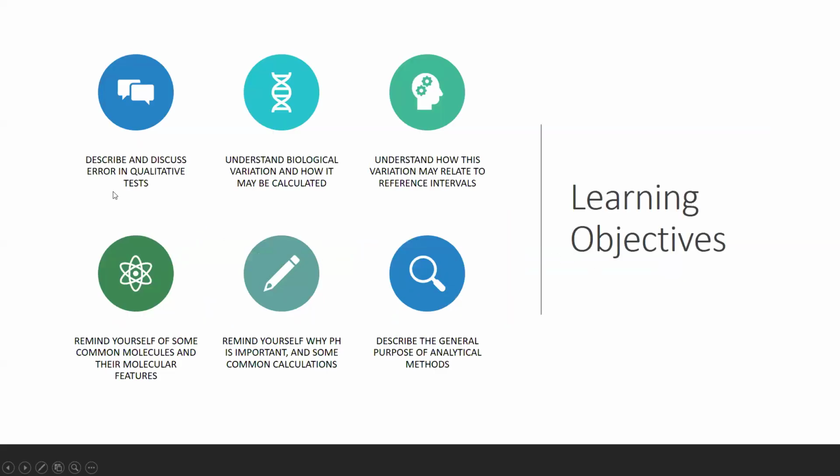Here are the learning objectives. We're going to describe and discuss error in qualitative tests. We're going to understand biological variation and how it may be calculated. We're going to understand how this variation may relate to reference intervals. And remind ourselves of some of the common molecules and their molecular features. Remind ourselves why pH is important and some common calculations, and then describe the general purpose of analytical methods.